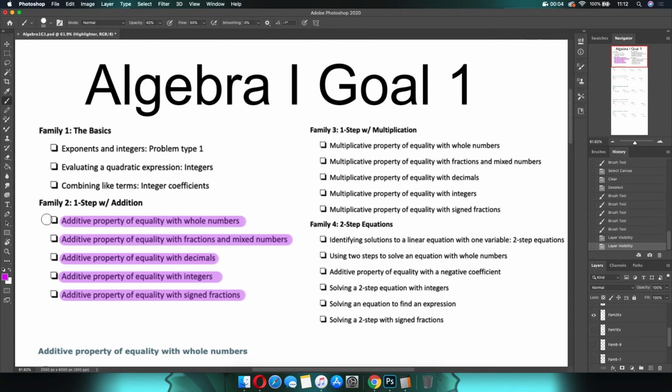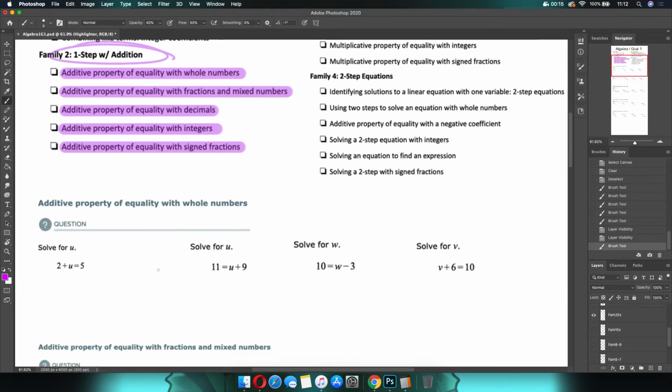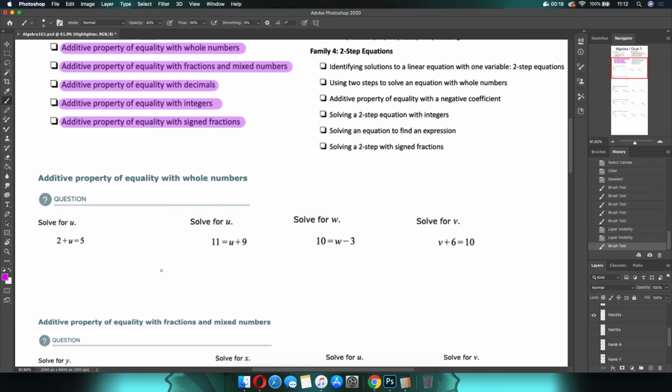Now we're going to be looking at Algebra 1, Goal 1 again, and we're going to be looking specifically at solving equations that deal only with addition. We're taking small steps, working ourselves up, building some confidence. We're going to start with the most basic of basic numbers, which is just whole numbers.